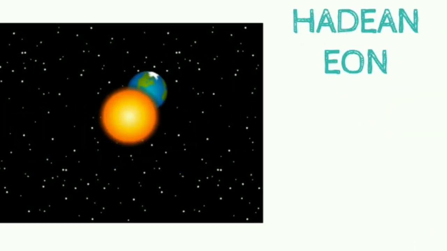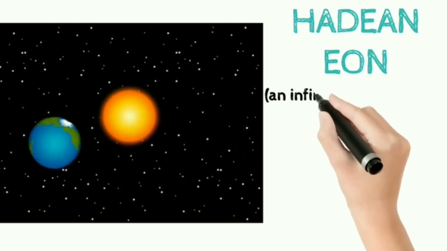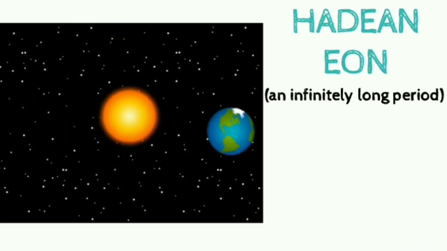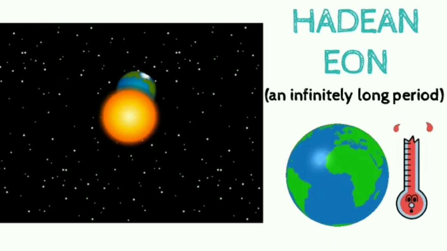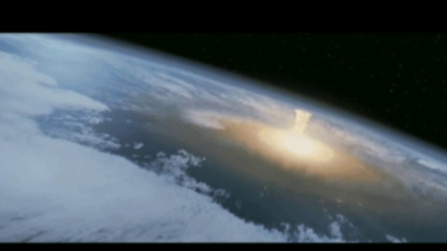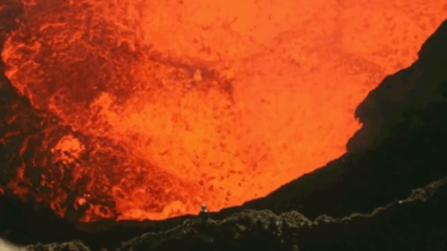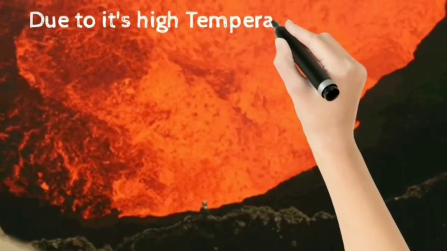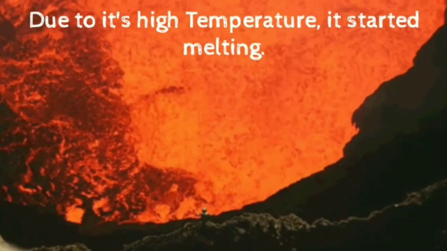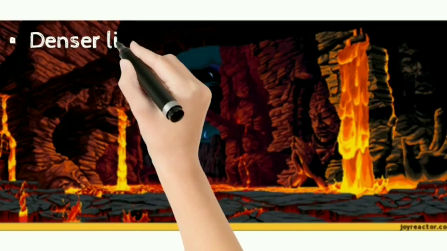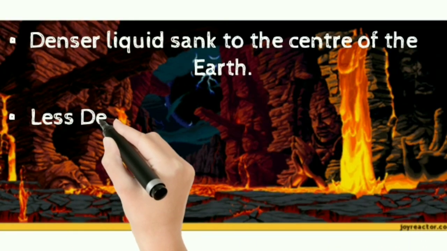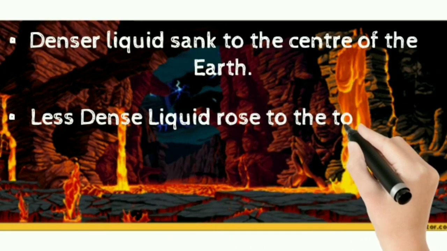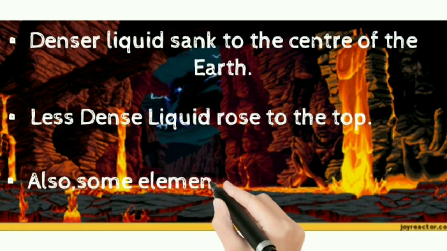It was at this stage that was named the Hadean Eon, which was a very long period where the Earth was extremely hot because asteroids and meteoroids continuously bombarded the Earth, causing volcanic eruptions. Due to its high temperature, it started melting, because of which denser liquid sank to the center of the Earth and less dense liquid rose to the top. Also, some elements evaporated.